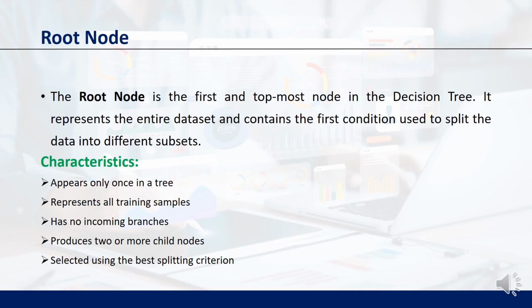There are several characteristics of a root node. First, it appears only once in the tree. Second, it represents all the training samples. Third, it has no incoming branches because it is the starting point. Fourth, it produces child nodes. Most importantly, the root node is selected using the best splitting criteria. Later we will discuss the different criteria used for selecting the best split. For now, remember this simple definition: the root node is the starting point of a decision tree.